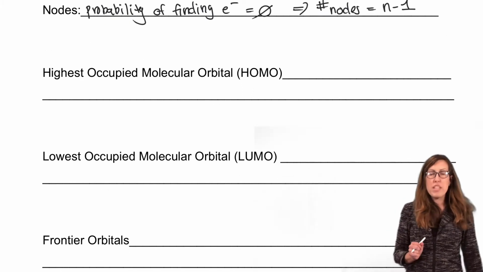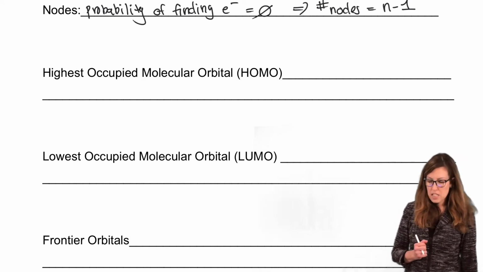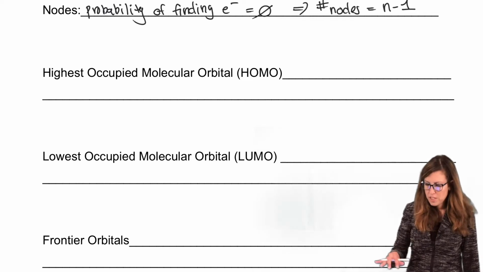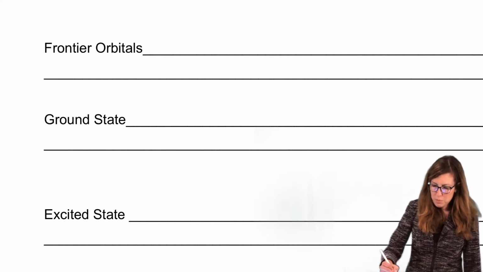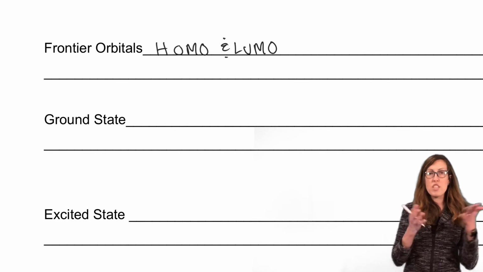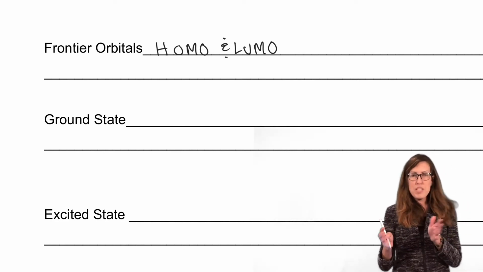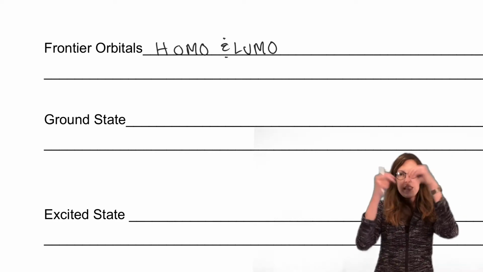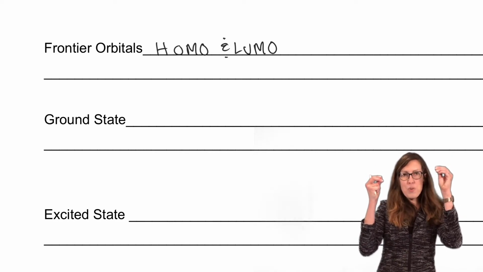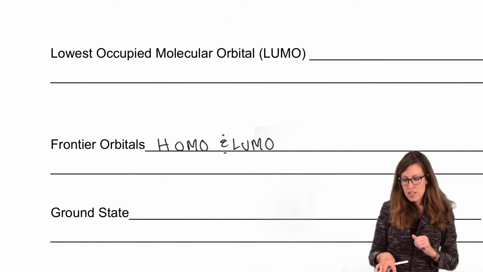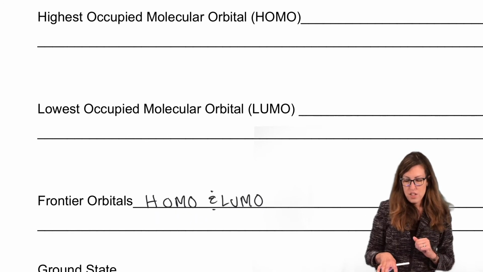We're going to be concerned with what we call the frontier orbitals, which are the HOMO and LUMO. So I'll define those. Why are we concerned with frontier orbitals? Well, where do reactions happen? Are reactions going to happen way deep at the core electrons? No, they're going to be at the highest levels, the ones that are the easiest to pluck off.